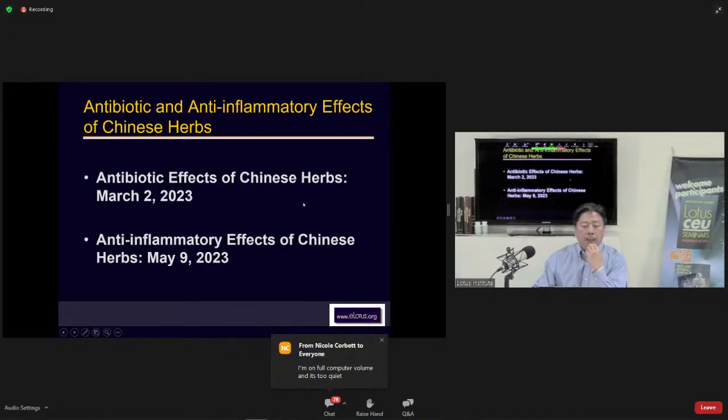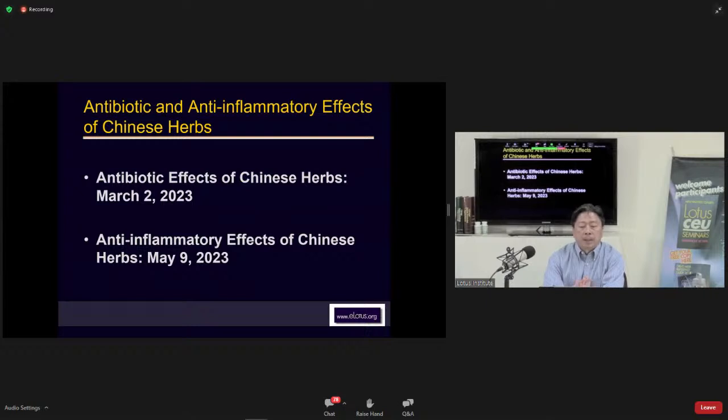Okay, and the next one is going to be the anti-inflammatory effect of Chinese herbs, and that will be on May 9th, 2023. Okay, so in about 2 months or so. And these 2 topics are a little bit different, but at the same time, they have a lot of overlapping concepts. So I would strongly encourage that if you have a chance, obviously attend today's lecture, but also the one coming up in May.